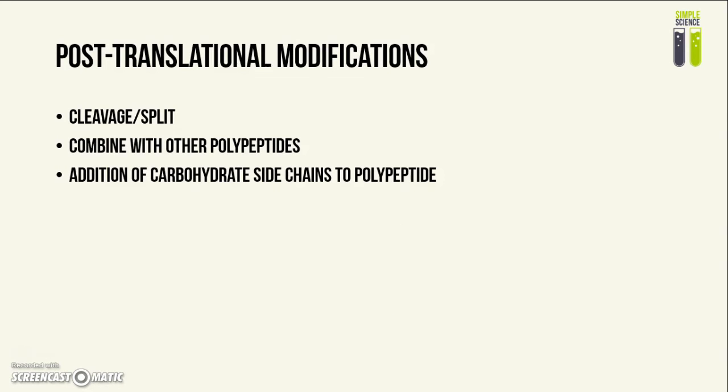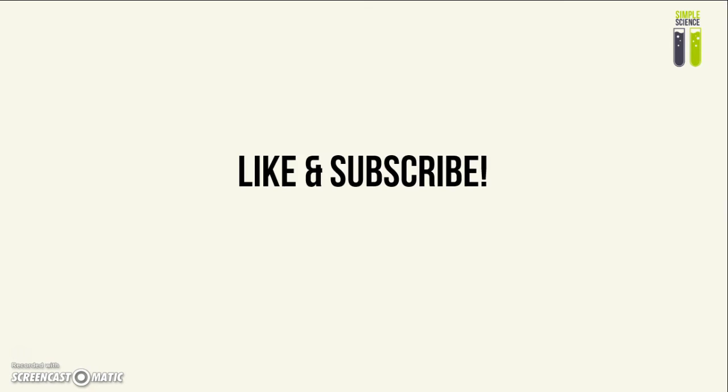Next, we look at post-translational modifications, and this is an important stage before a polypeptide chain can become a functional protein. So the polypeptide chain can either be cleaved or split in order to form smaller proteins, or they can combine with other polypeptide chains to form bigger proteins, or there can be the addition of carbohydrate side chains to the polypeptide. That's all for the series on protein synthesis.